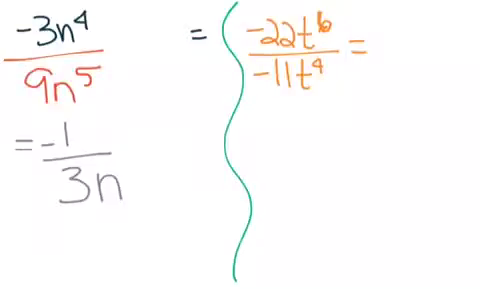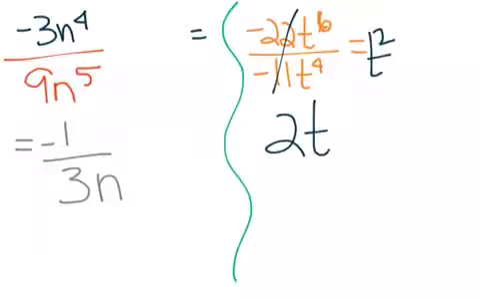Okay. Now we have negative 22t to the 6th over negative 11t to the 4th. So negative divided by negative is going to be a positive. 22 divided by 11 is going to be a positive 2. And then t to the 6th over t to the 4th is going to be t to the 2nd, which is positive. So our answer is 2t squared. That's your answer for that one.